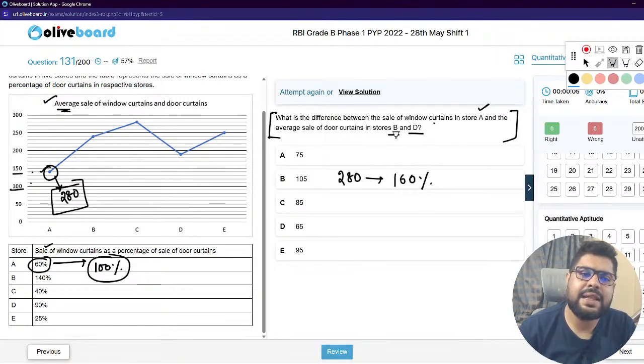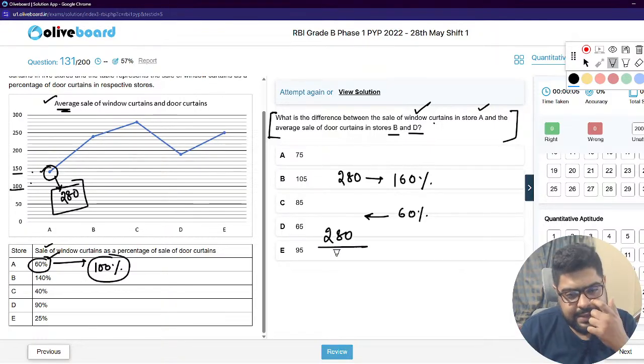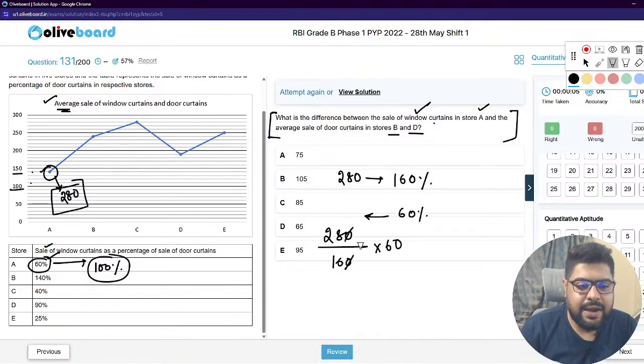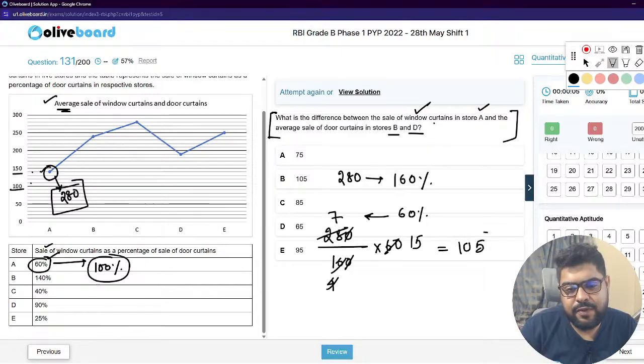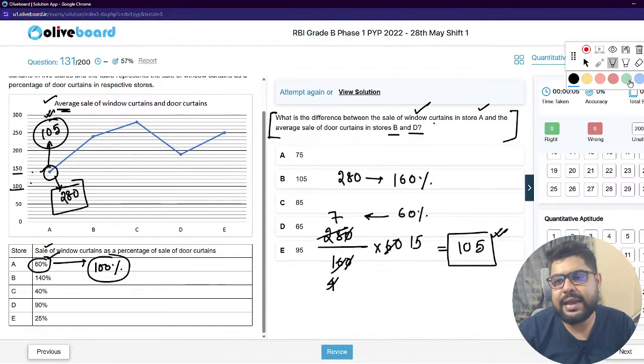Now they are asking what is the number of window curtains sold? Window curtains were 60%. So I need to figure out the value of 60%. So that will be 280 by 160 into 60. Chalo calculate: 4 15s are this, 4 4s are this, 4 7s are this, 7 15s are 105. So that means number of window curtains sold is 105, sir, in shop A. Sir ye to mil gaya.